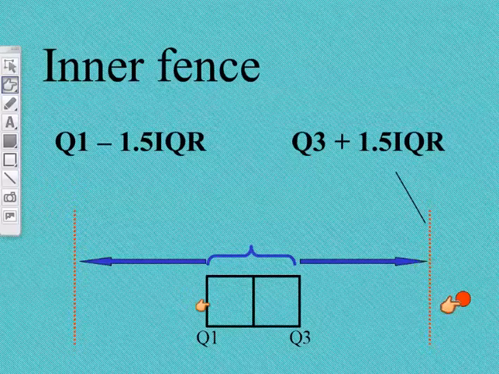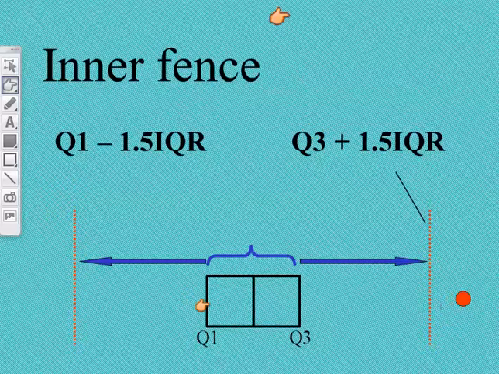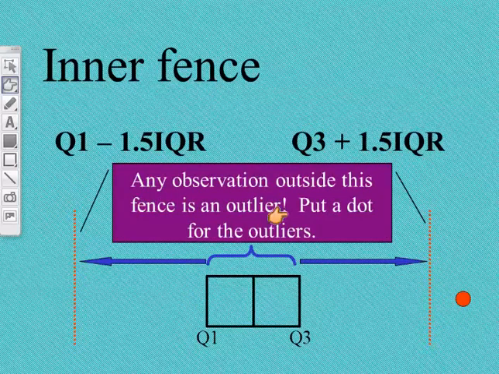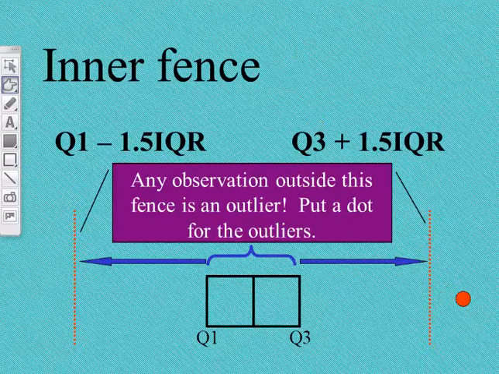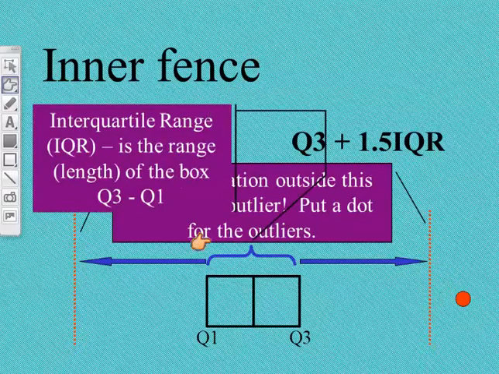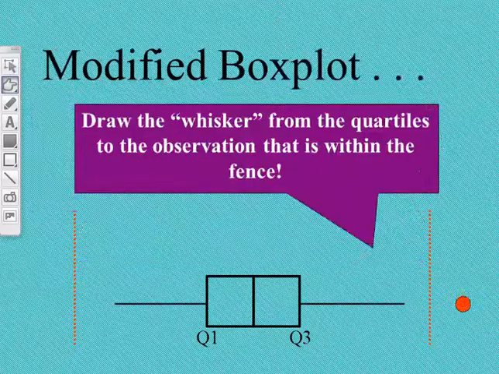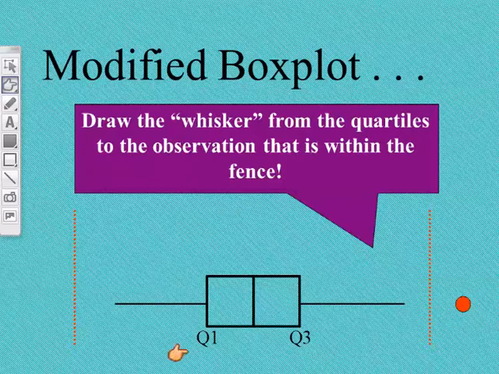Notice there's a point out here. That's an outlier. It's sticking outside of the fence, right? So any observation outside of this fence is an outlier. You put a dot out there for the outliers. Otherwise, you would just draw whiskers from here to there. So that's what we're doing here. We're drawing the whiskers in here for the quartiles, and this one, outlier.